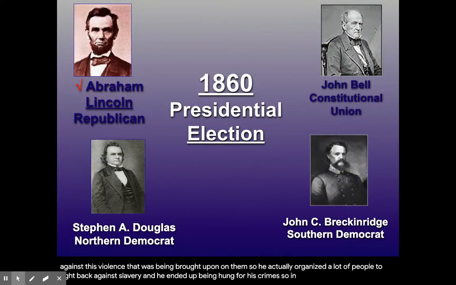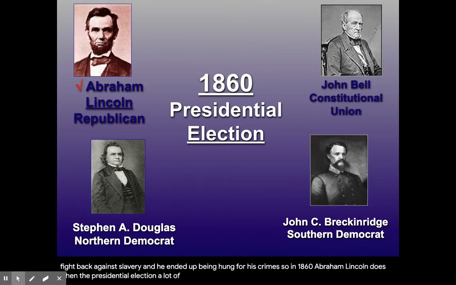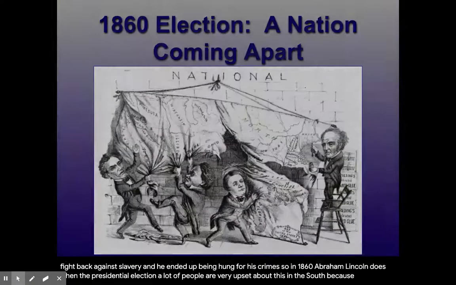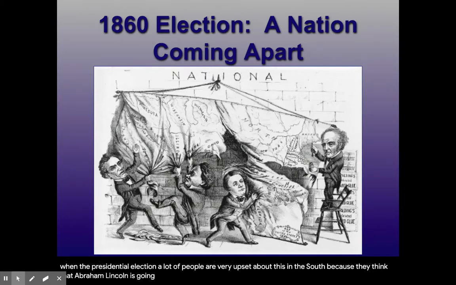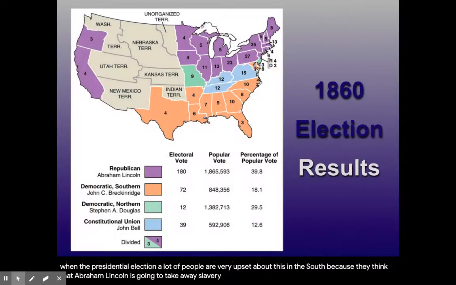So in 1860, Abraham Lincoln does win the presidential election. A lot of people are very upset about this in the South because they think that Abraham Lincoln is going to take away slavery.